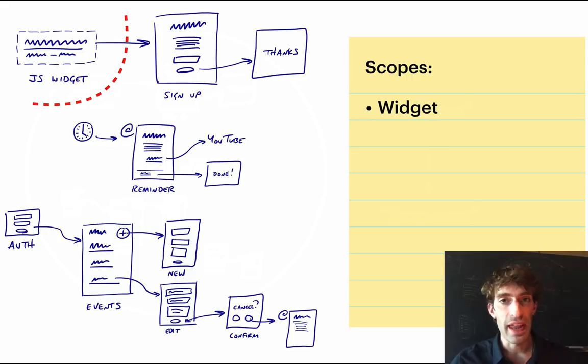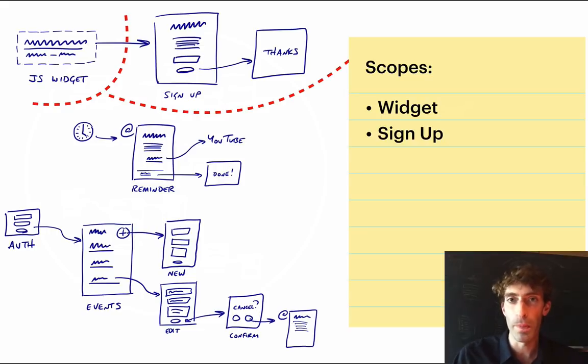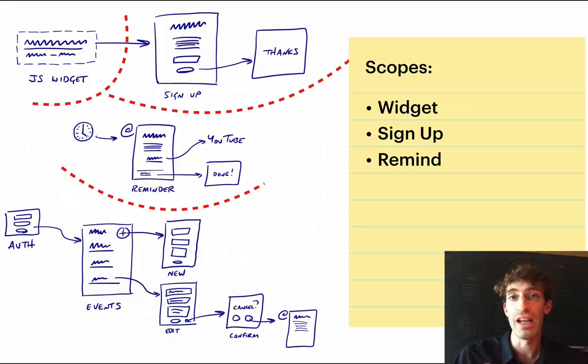Similar with sign-up, the sign-up, of course, depends on having the description and the text to show. But other than that, we can think about it more or less as an independent flow and an independent design problem. So we can say that sign-up is its own concern. That's its own scope. Reminding, similarly, we have to figure out the design of the email and make decisions about when's the right time to remind. But other than the common data that it needs to have, this is something we can think about independently again. So remind is a scope.